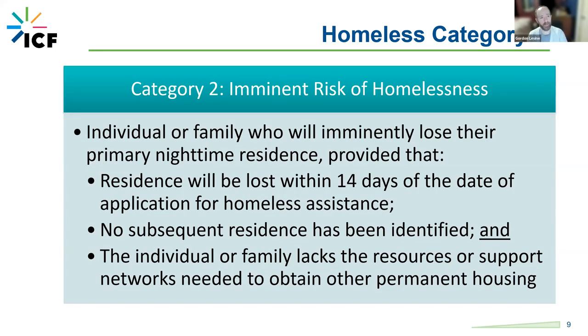because you need to establish that residence will be lost within 14 days of the date of application for homelessness assistance. The number one mistake people make when looking at this category two definition is they see category two and they see residence will be lost within 14 days. And they say, oh, cool. So if I've got an eviction notice, that's a 5-day notice. 5 days is less than 14 days. That's category two. Absolutely 100% wrong.